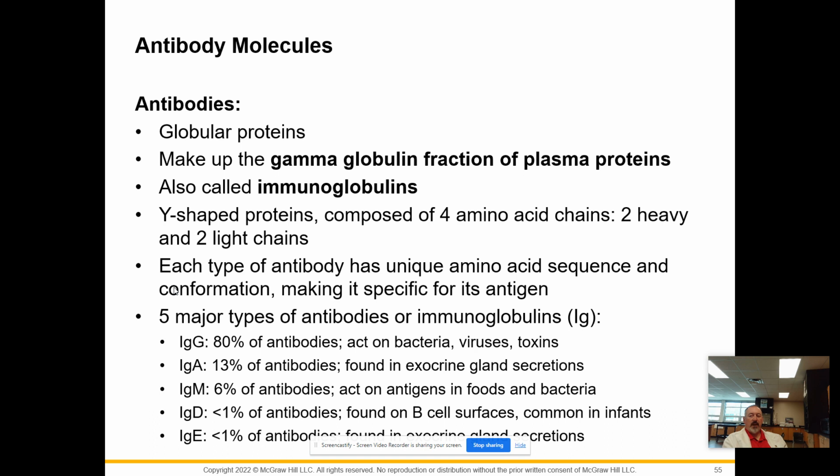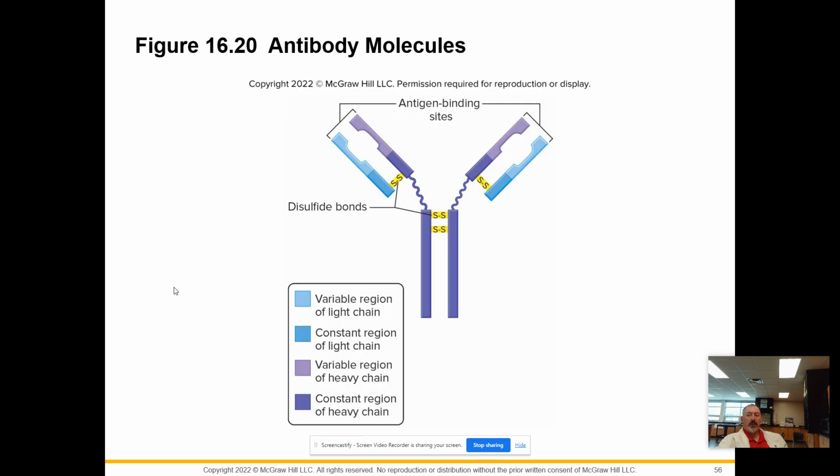IgA is going to be found in exocrine gland secretions. You're going to have IgM, that's 6%, also in response to things like food and bacteria. IgD is going to be found on the surface of B cells. This is going to be common in infants. And IgE, this is also going to be from exocrine gland secretions. If you do an assay of blood and find which antibodies, those immunoglobulins, are going to be there, it can also help you narrow down what kind of infection you're dealing with.